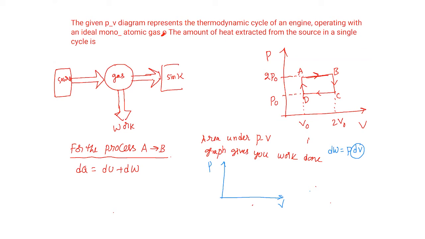Children, if there is change in the volume, then only work is said to be done. If there is no change in the volume, work is said to be not done. Work done is zero. That is an isochoric process. In an isochoric process, work done is zero.